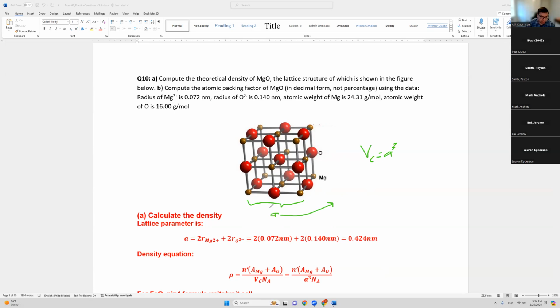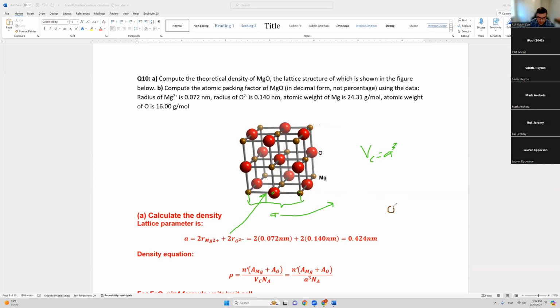And how do I do that? I know in this rock-salt structure, these atoms are in contact with each other. So there is no gap here between these atoms, this atom and this atom. If I look in this direction, I will see those atoms like this.